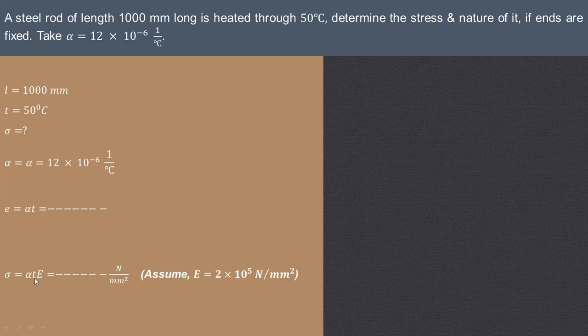Now sigma is equal to alpha T into E. The value of E is not given, but it is a steel rod, so we can assume that value. It is 2 into 10 raised to 5 Newton per mm square. Substitute the value of alpha T, that is small e, and the assumed capital E. After substituting both values, we will get the value of stress, that is equal to strain multiplied by modulus of elasticity.